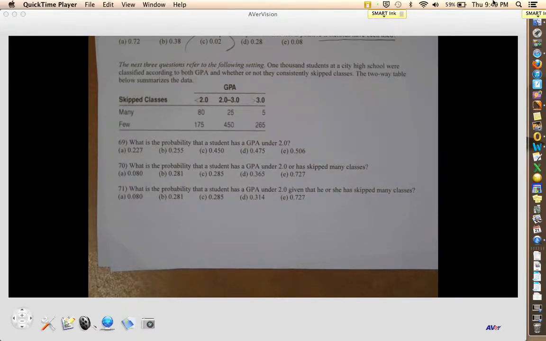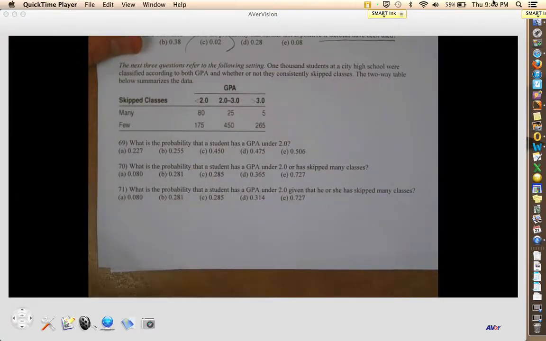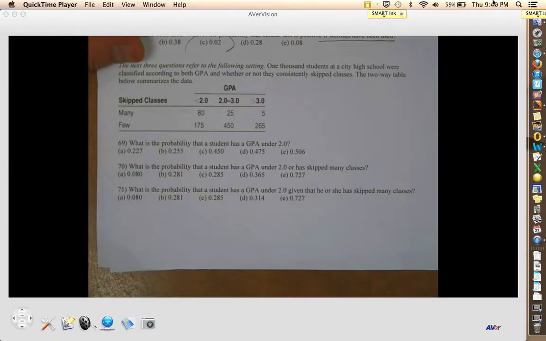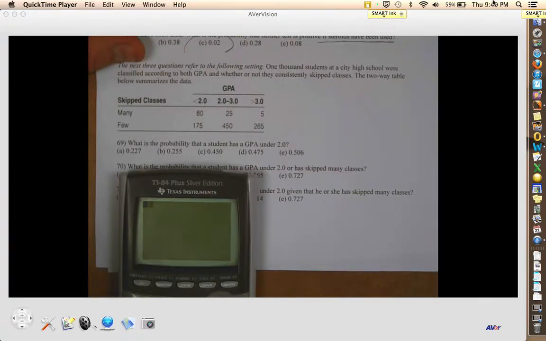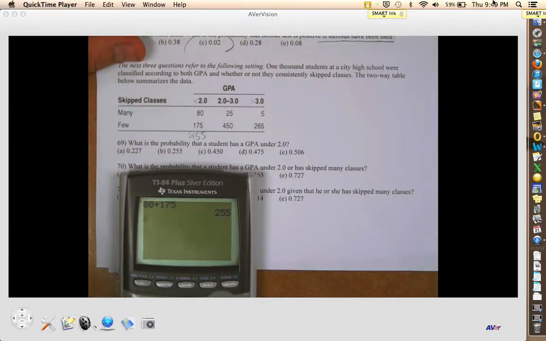Refers to the following setting. 1,000 students at a city high school were classified according to both GPA and whether or not they consistently skipped classes. The 2A table below summarizes the data. What is the probability that a student has a GPA under 2.0? Well, we're going to need some totals. There are 255 students who had a GPA under 2.